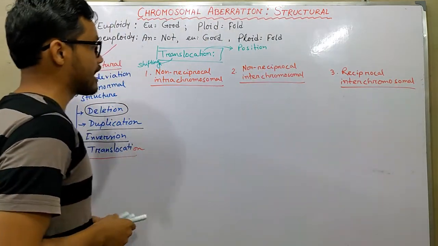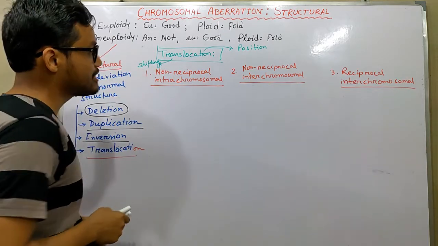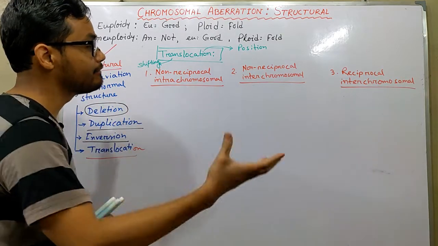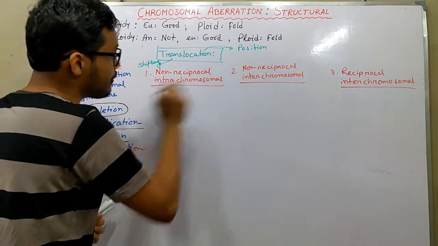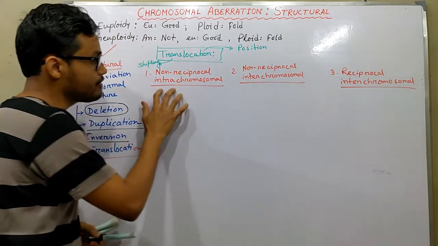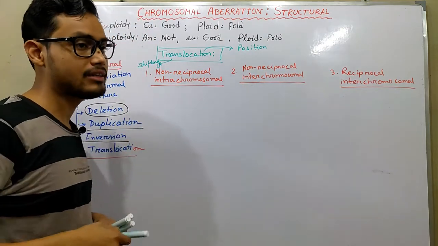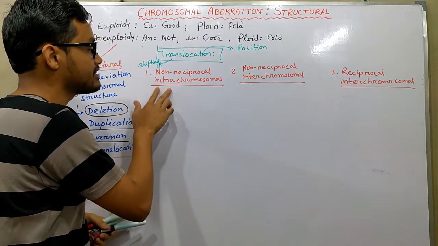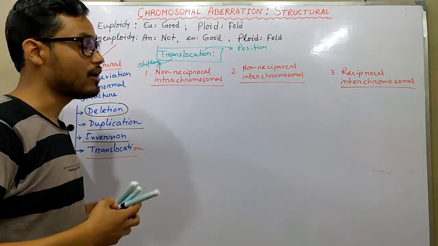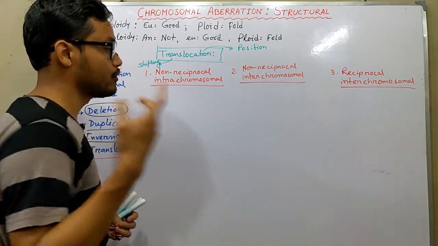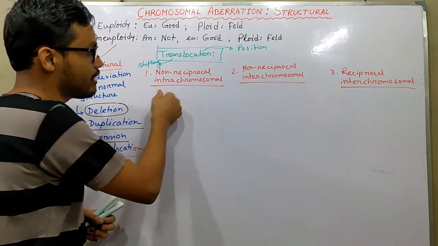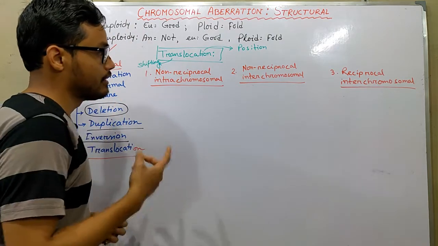So what does non-reciprocal stand for? Non-reciprocal stands for it only gives but does not take. Okay, so only give but not take. And intrachromosomal: here you observe the terms intrachromosomal and interchromosomal. Intra means within, that means self, within the self. But in case of inter, we are talking about two different chromosomes. So in case of inter, two different chromosomes are involved, but in case of intra, one chromosome is involved. Let me give you an example.